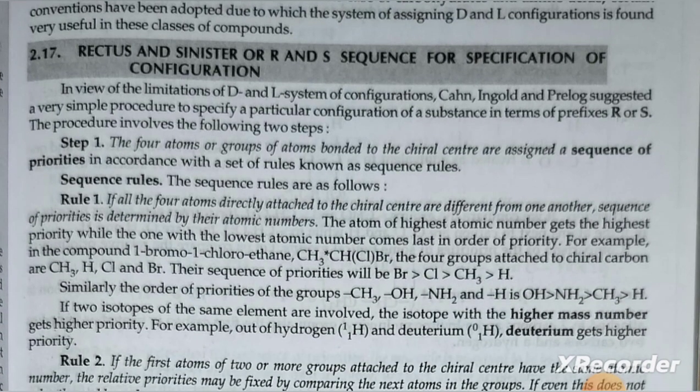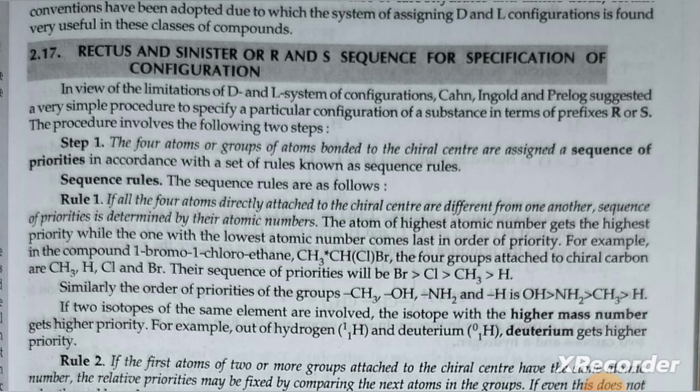Rectus and sinister, or R and S sequence for specification of configuration. In view of the limitation of the D and L system of configuration, Cahn, Ingold and Prelog suggested a very simple procedure to specify a particular configuration of a system in terms of the prefixes R and S. The procedure involves the following two steps. Step 1. The four atoms or groups of atoms bonded to a chiral center are assigned a sequence of priorities in accordance with a set of rules known as sequence rules.